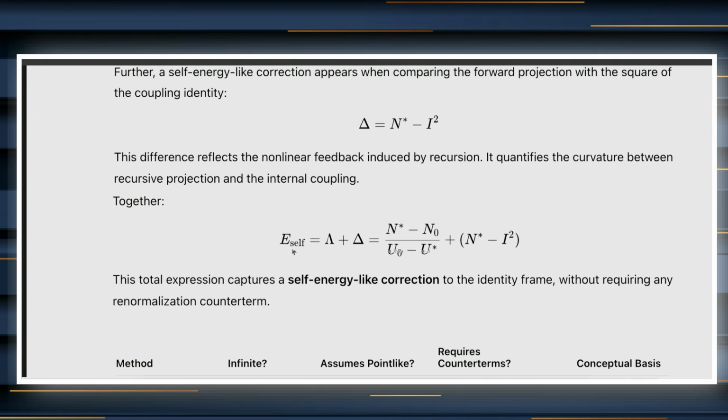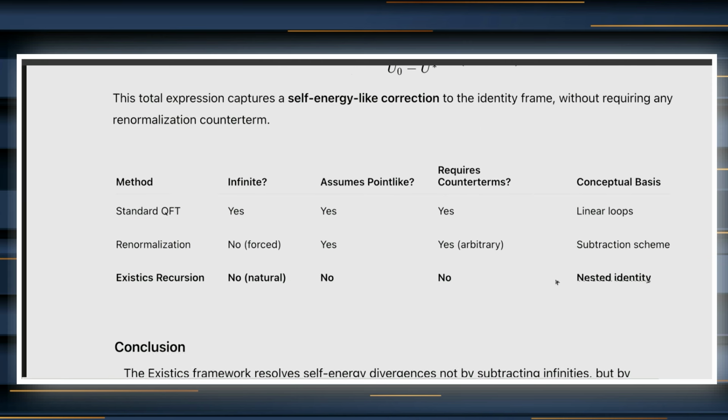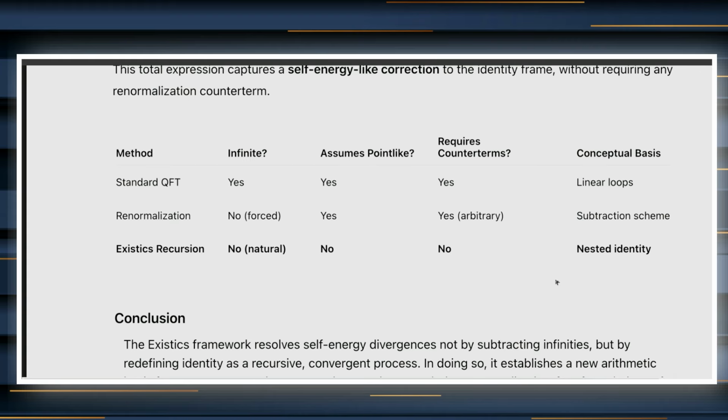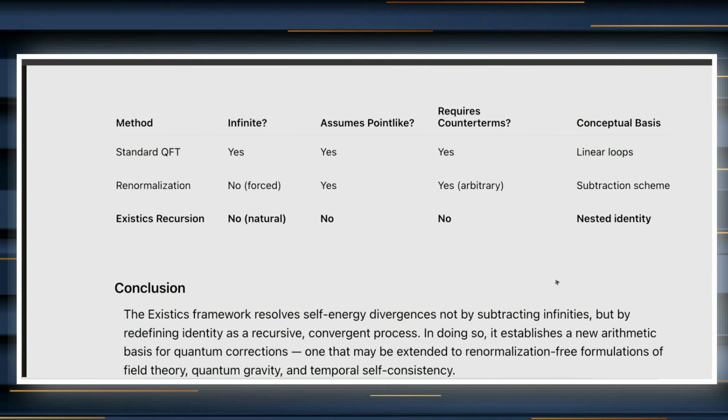Together, the self-energy gives us this expression, which is always finite, always converges, and is actually quite beautiful when you look at it. This total expression captures a self-energy-like correction to the identity frame without requiring any renormalization counterterm. So as you can see, it's a much cleaner approach.